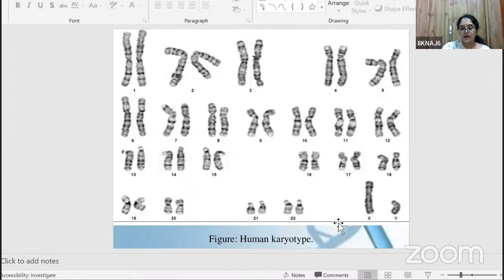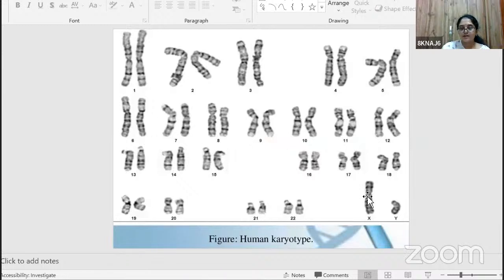X chromosome and the Y chromosome. These are the sex chromosomes or the allosomes. So in the X chromosome, the centromere is submetacentric in position. The P arm is distinct, with a strong dark band in the middle. The size and shape of this X chromosome is similar to chromosome 7.